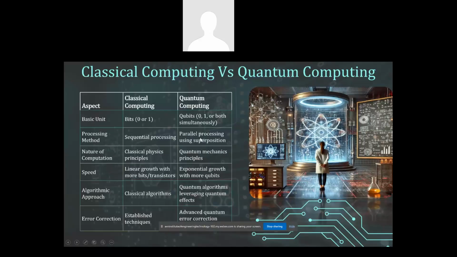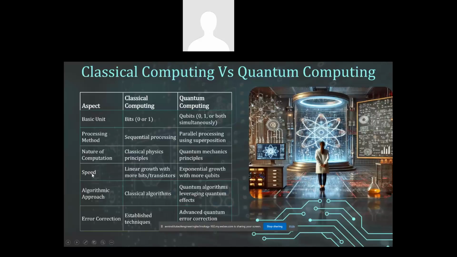That is the reason why we are able to process a lot of complex data in a very quick manner, and then we can make decisions much faster in quantum computing. The nature of computation: classical follows classical physics principles, while here it is quantum mechanics principles. And then speed-wise, as I said, based on the processing method, the speed in a classical computer is linear, and in a quantum computer, it's exponential, right?